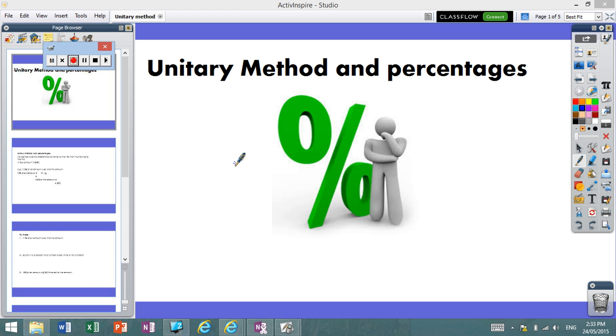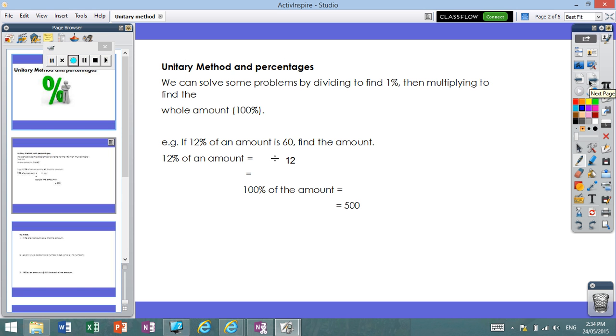It's on the unitary method and percentages. This is a really great system for finding out an amount of something when we are given a certain percentage of it and they want you to find the full amount. So let's get on with it and I'll show you how this system works.